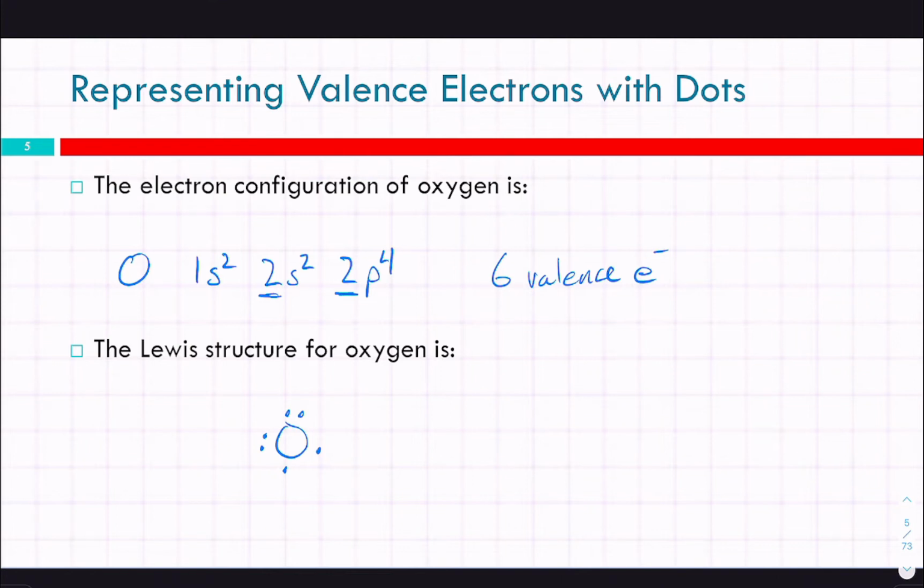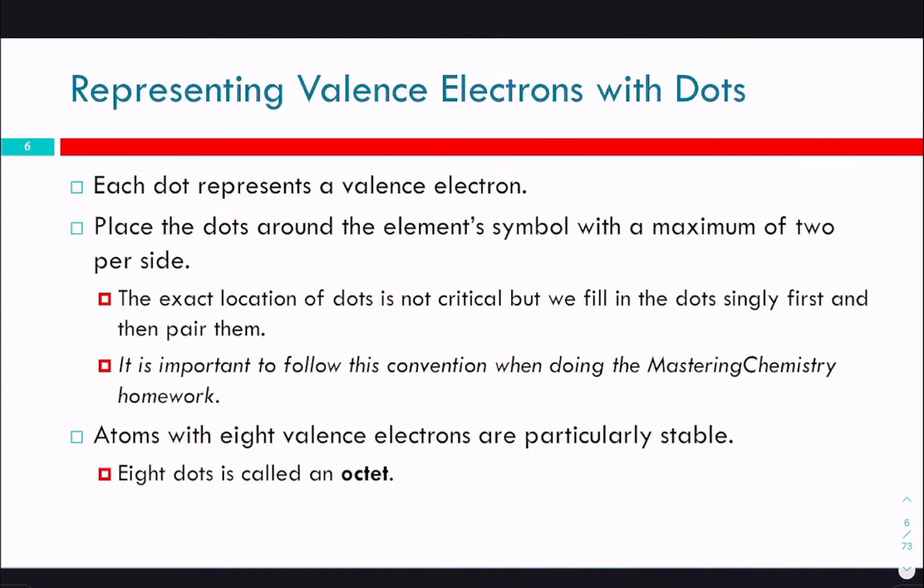So we are on Lewis structures. Each dot in the Lewis structure, actually let me draw out oxygen here so we have it as a reference. So 1, 2, 3, 4, 5, 6. Each of those dots represents one of its valence electrons. I'm going to place the dots around the element symbol with a maximum of 2 per side.